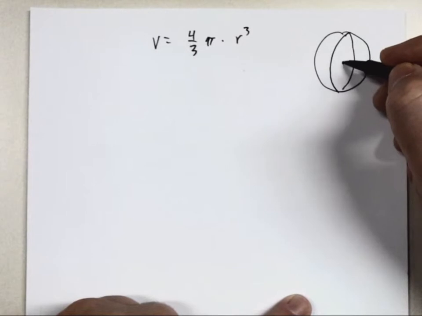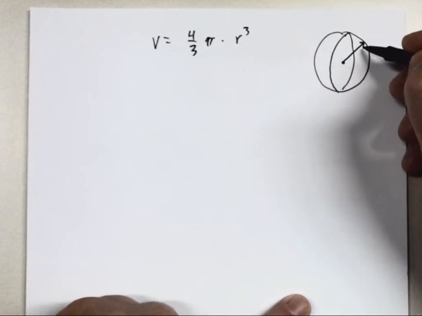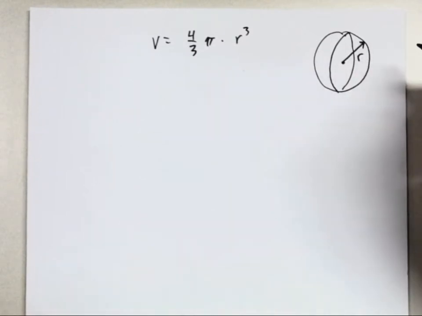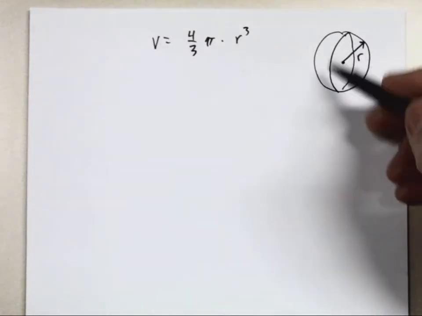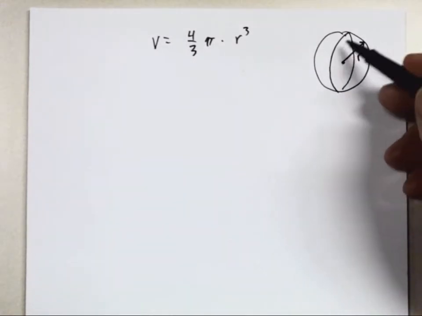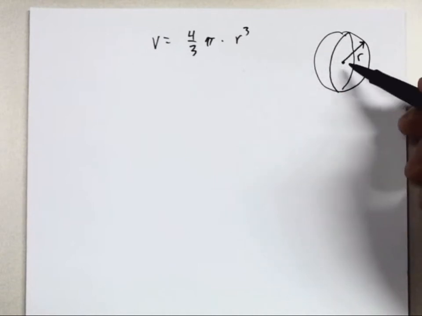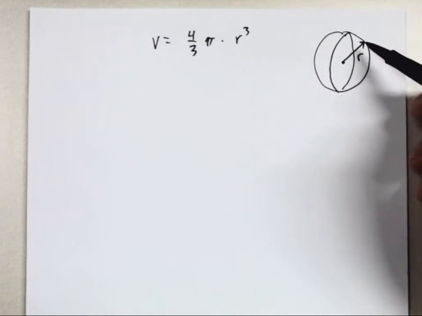So the radius is from the center of the sphere to the outside, and the volume is how big. I keep using the word ball. It's also called a sphere. In this case, it's a piece of fruit, a cantaloupe. So the volume of the fruit is going to be 4/3 pi times the radius cubed.